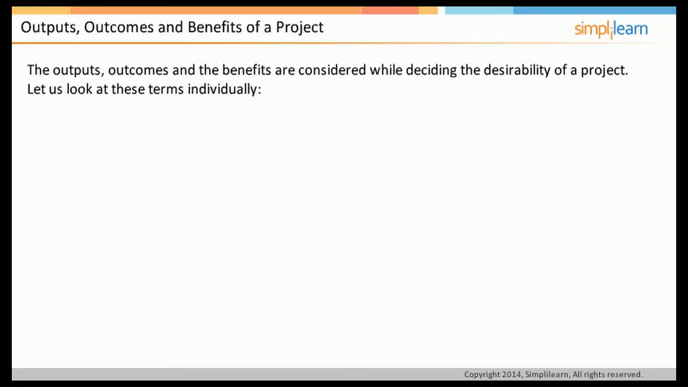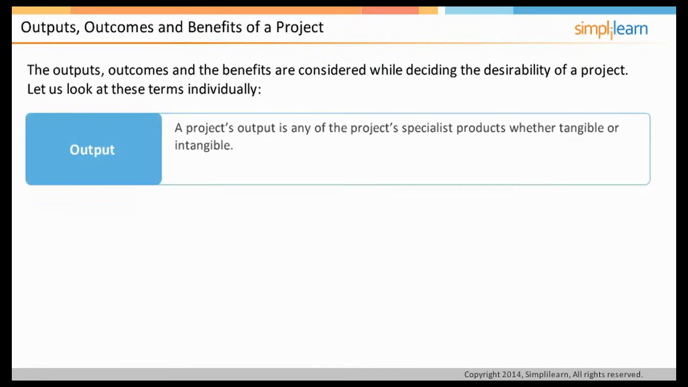We spoke about output and benefits of the project on the previous screen. Let us look at these terms individually. A project's output is any of the project's specialist products, whether tangible or intangible. If the aim of the project is to develop a new sales information system that captures all sales-related data of a company's customer, then sales information system is the output of the project.